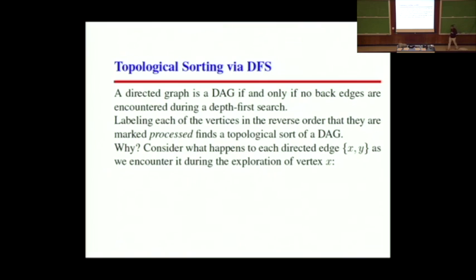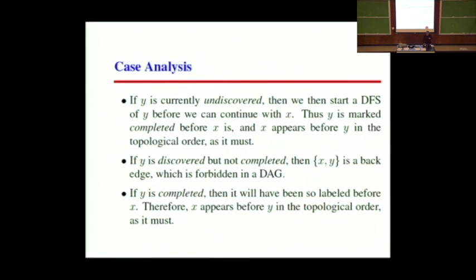But we can prove it. Let's think about what happens when we process each directed edge in the course of our search. If we come across an edge going to an undiscovered vertex, what's going to happen? Then we're going to continue the depth-first search there, and it's going to be completely processed before it bops back to here. Does everybody see that? So if an edge goes to an undiscovered vertex, that's fine, right?